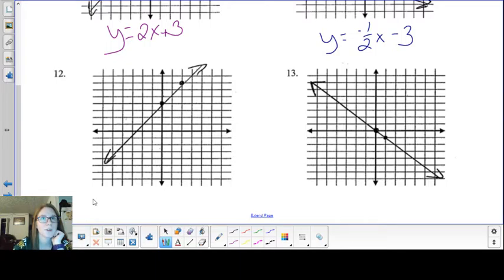Again, number 12, we're going to start at the leftmost point. Oh, there it is. We are up 1, 2, 3, 4, up 4. And then to get from my intercept to the next point, I am up 1, 2, 3, to the right 2.